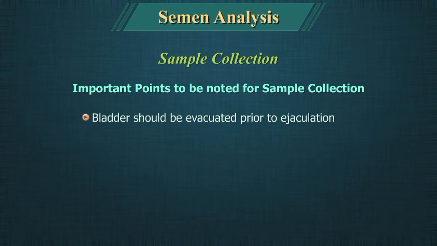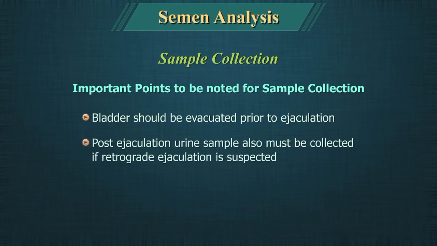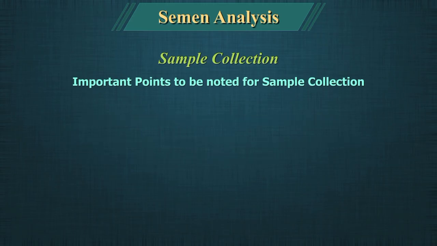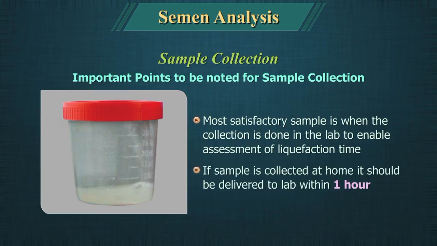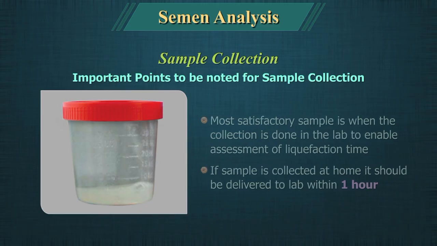Bladder should be evacuated prior to ejaculation. A post-ejaculation urine sample must also be collected if retrograde ejaculation is suspected. The most satisfactory sample is when the collection is done in the lab to enable assessment of liquefaction time. If the sample is collected at home, it should be delivered to the lab within 1 hour.